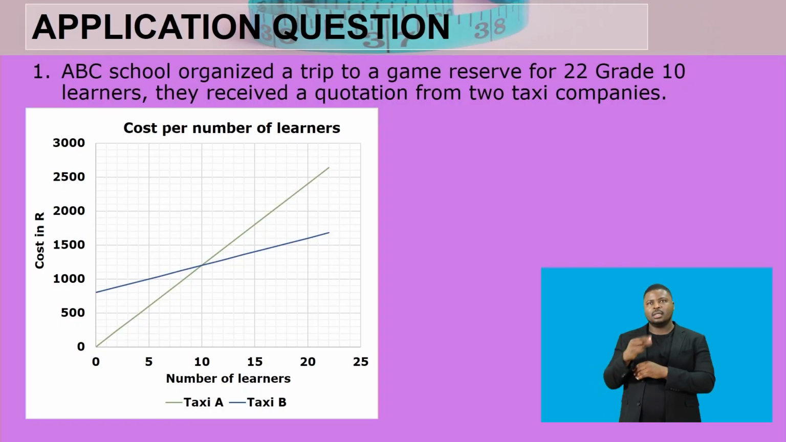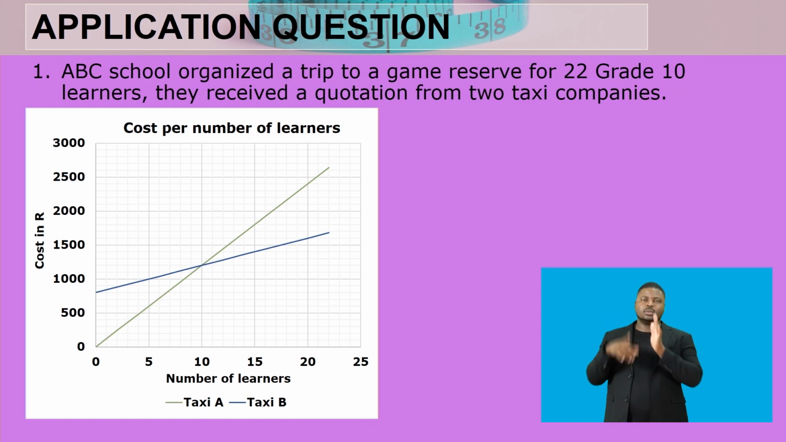Question 1 says, ABC school organized a trip to a game reserve for 22 grade 10 learners. They received a quotation from 2 taxi companies. Given the graph that gives us the cost per learner in each taxi, where taxi A is the green one and taxi B is the blue one.